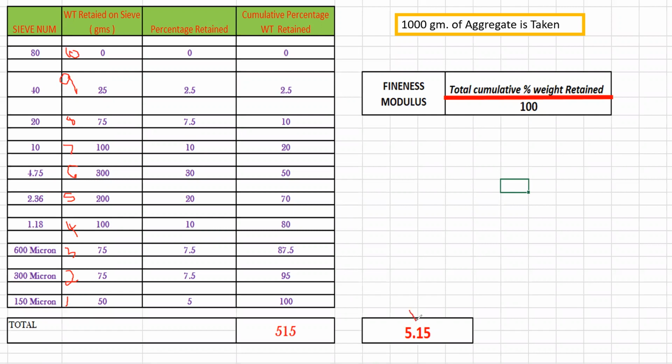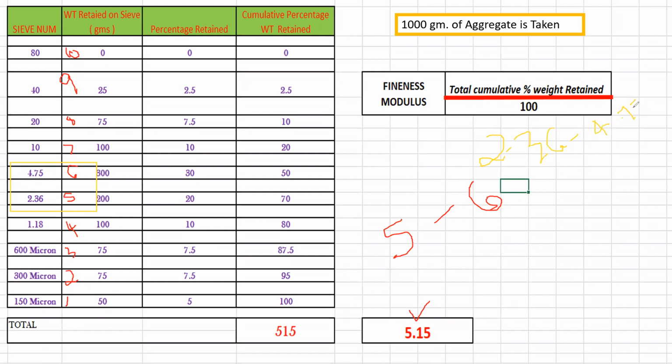What is my answer? My answer is 5.15. That means this 5.15, is it lying in between 5 to 6? Do you agree with me? 5.15 is lying in between 5 to 6. Now try to see 5 and 6 number. So 5 and 6 number, where it is? So this is 5 and this is 6. That means it is lying in between this, right? 5.15 is lying somewhere here. That means it is lying in between 2.36 and 4.75. So I'll write it here, 2.36 and 4.75.